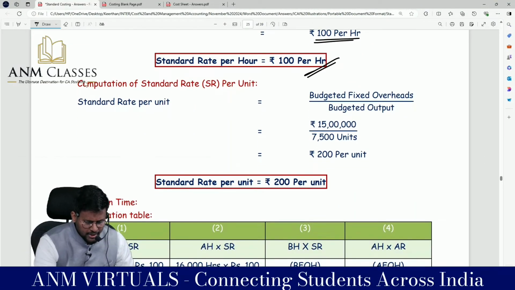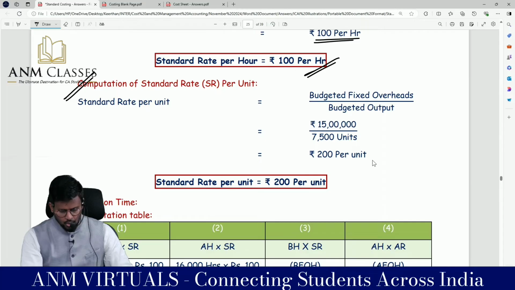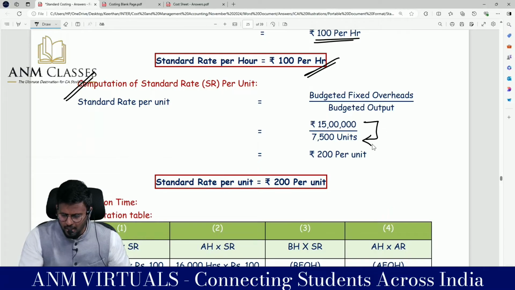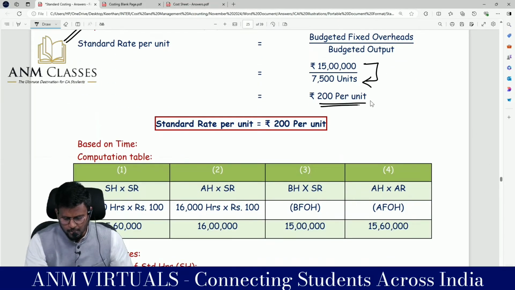Yes, sir. Computation of standard rate per unit. We know that standard rate per unit is equal to BFOH divided by BO, which is 15 lakhs divided by 7,500, which comes to how much per unit?